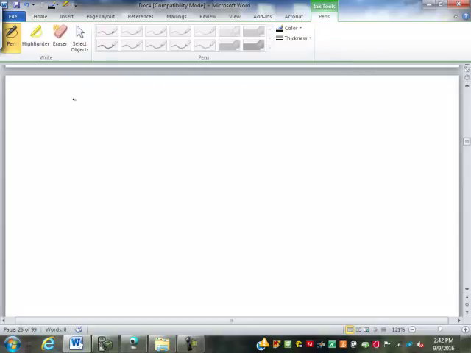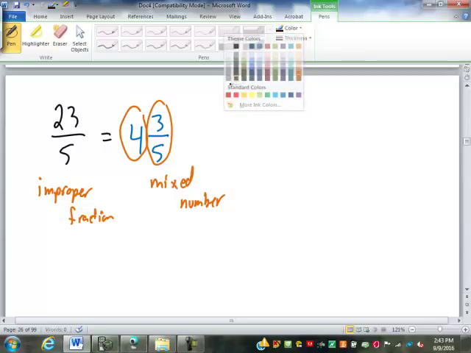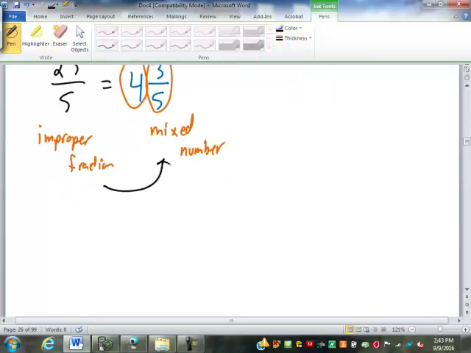So, just off the top of your head, can you tell me what is 23 fifths if I split it up like that? Four and three fifths. Perfect. Now this, where we started here, the 23 over 5, is called an improper fraction. The word improper implies there's something wrong with it. There really isn't anything wrong with it. It's just we don't like having the numerator bigger than the denominator. This, the 4 and 3 fifths, is called a mixed number. That's because it mixes whole numbers and fractions, whole objects and the pieces left over. So we've gone from improper fractions to mixed numbers.